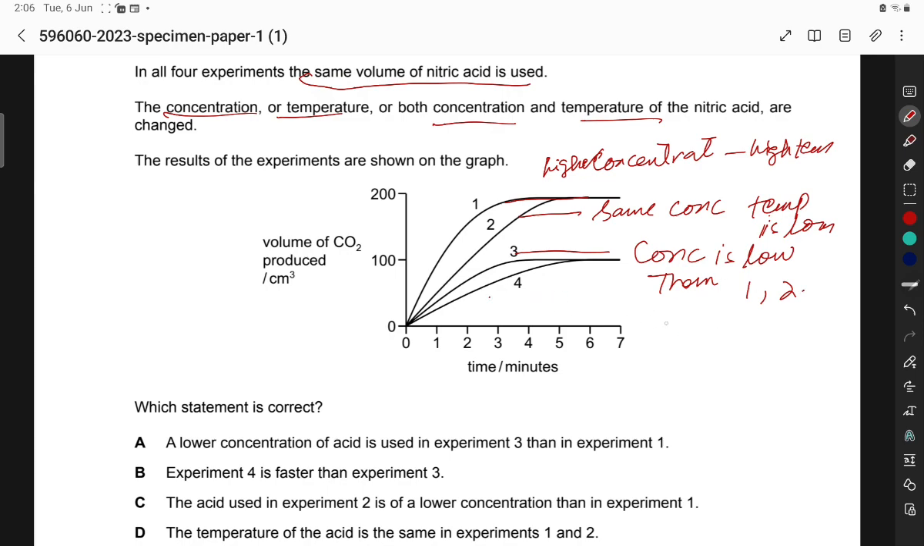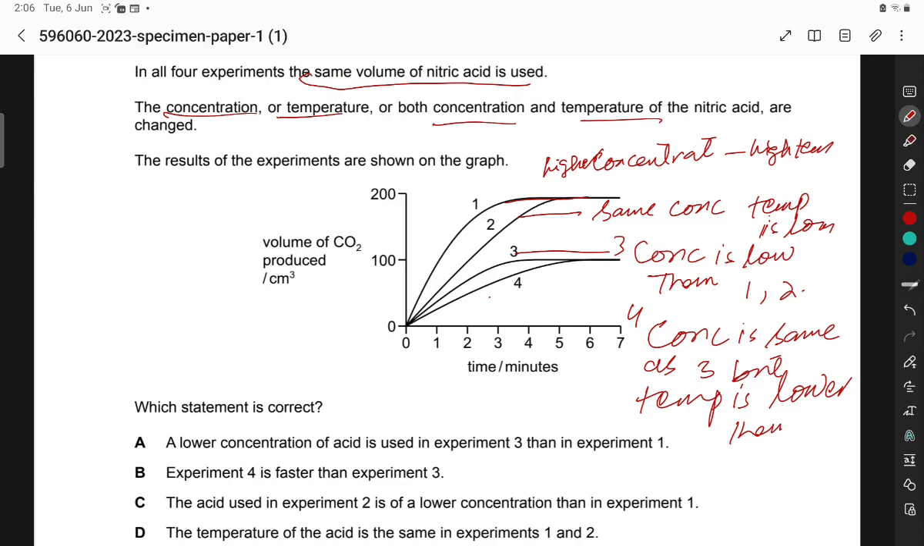Fourth, concentration is same as 3, but temperature is lower than 3, sorry.